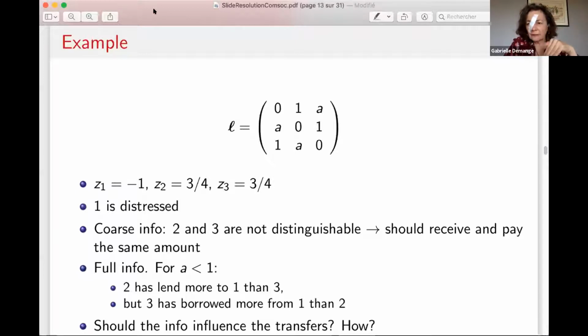And under full information, for example, if you take A smaller than 1, 2 has lent, when you want to look at the lending, you look at the columns. So 2 has lent 1 to 1, and A, which is smaller, to 3. So 2 has lent more to the distressed firm, and so it might be penalized for that. But on the other hand, 3 has borrowed more from 1 than 2. So maybe it should be penalized as well. So this is why it is not that clear to define a solution.